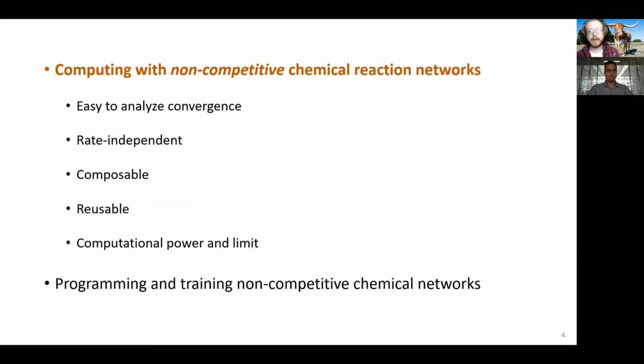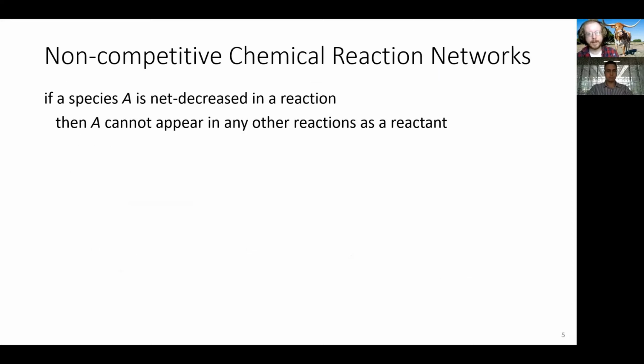So now that that's out of the way, I'd like to talk about the special subclass that Marko alluded to, which is this class of networks called non-competitive chemical reaction networks. A non-competitive chemical reaction network satisfies the following definition. If some species is net decreased by a reaction, then that species should not appear as a reactant in any other reactions. So we'll see some examples.